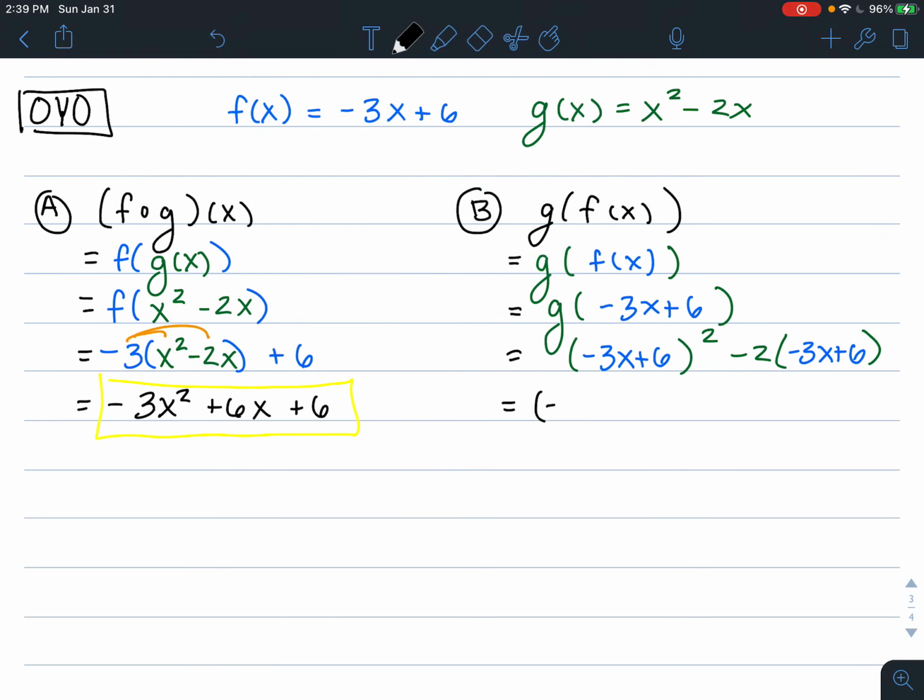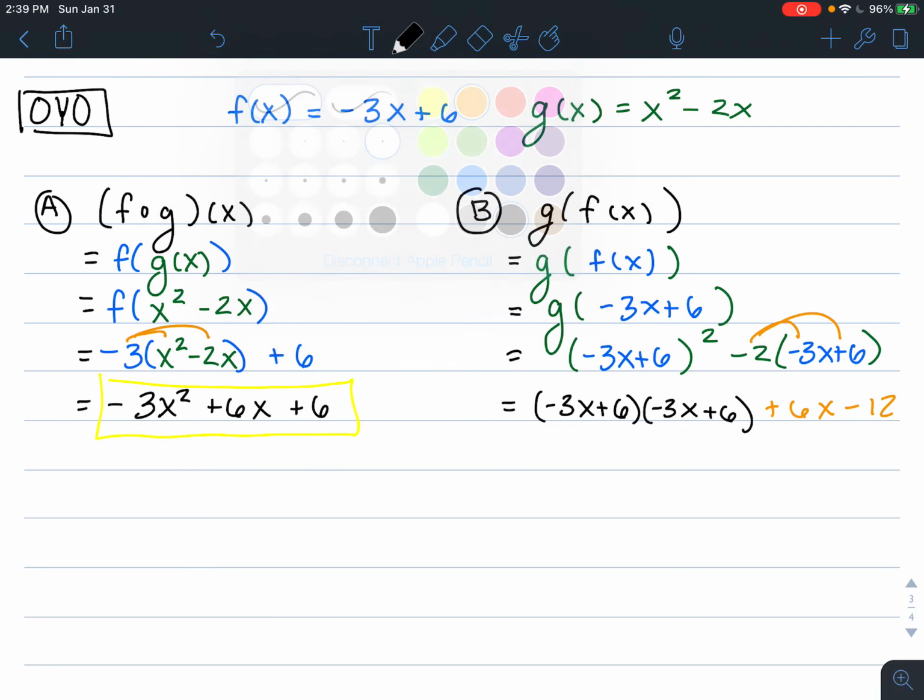So for the first part, I'm going to need to write that out twice so I multiply it correctly. Right? If you practice a bunch, you can actually do it in your head, but if you're not super great at that, don't do it in your head. Right? And I'm going to distribute that negative 2 there, so I'm going to get plus 6x minus 12 on the end. Then if I go ahead and FOIL here, I get negative 3x times negative 3x is positive 9x squared.